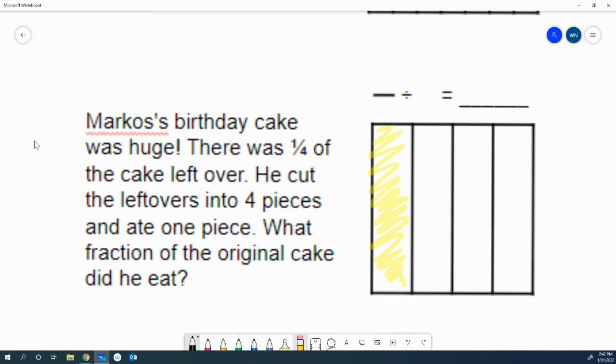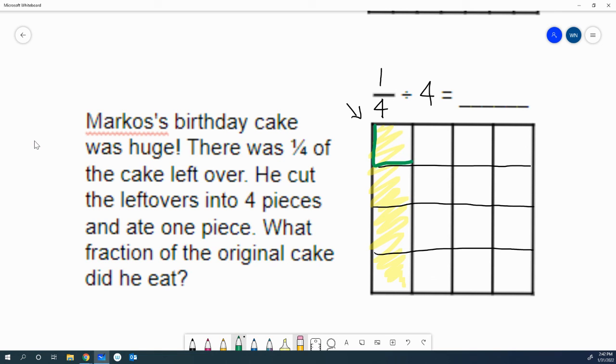For this one, you should have written there was 1/4 of the cake left over. We've already highlighted it. And he cut it into 4 pieces. So let's go ahead and cut 1, 2, 3 lines for 4 pieces. So remember, he only had the highlighted part left over. He cut that into 4 pieces and ate 1 of the pieces. So we're trying to find the fraction for that square. I know that it's 4 this way and 4 this way, so there were 16 pieces originally. He ate 1/16 of the original cake. He ate 1/4 of the 1/4, so he ate 1/16 of the original cake.